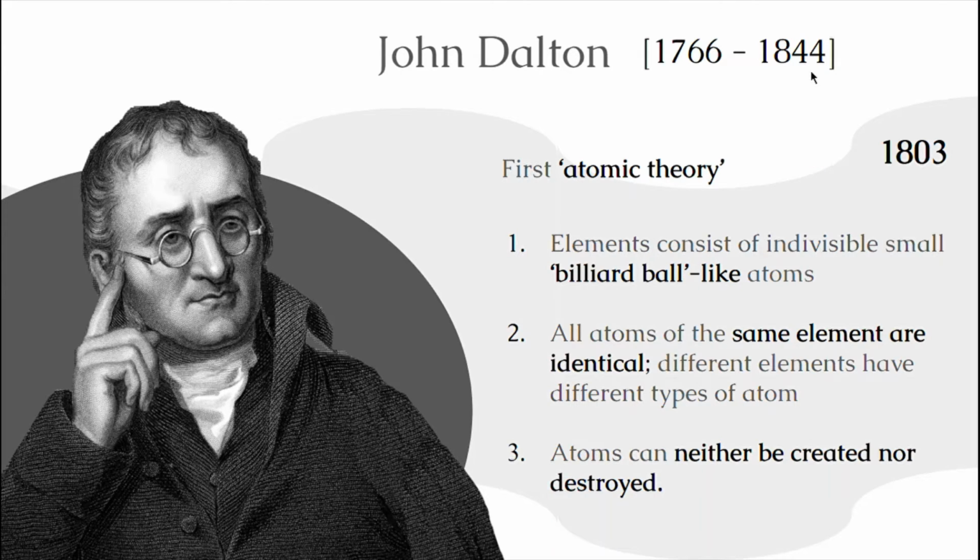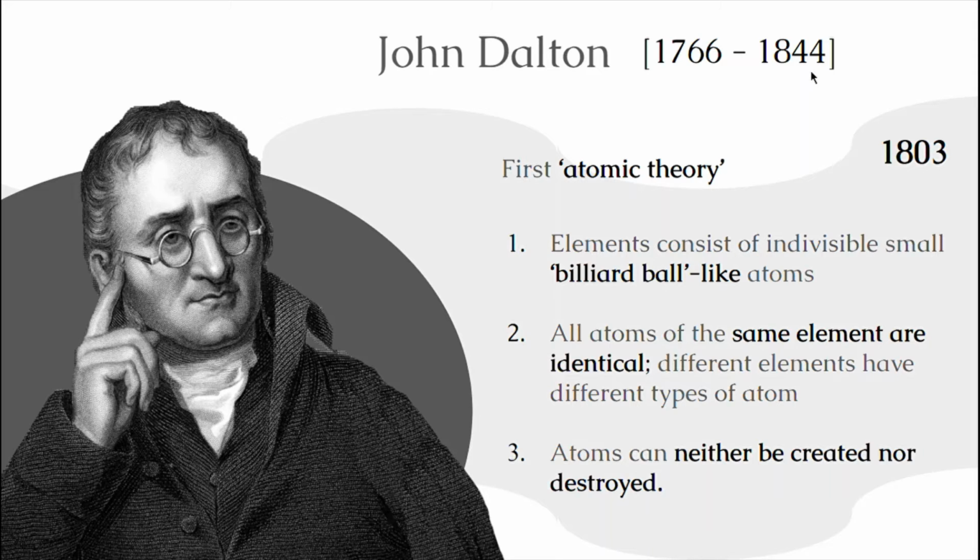first atomic theory. And this was by John Dalton, who lived from 1766 to 1844. And in 1803, he published his first atomic theory. Essentially, in this theory, he had three postulates. First, he stated that elements consist of indivisible, small billiard ball-like atoms. In other words, they're like solid spheres. You might notice that the indivisible part carried over from Democritus's definition.